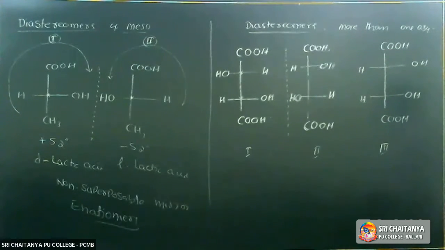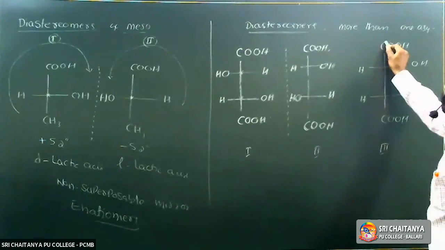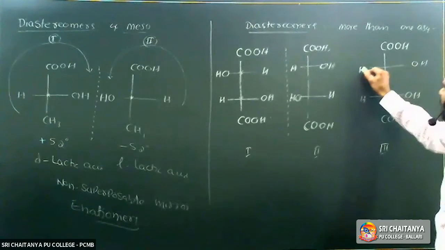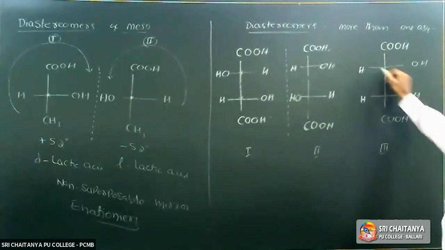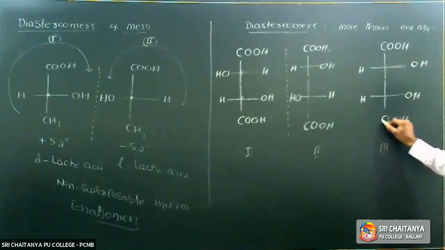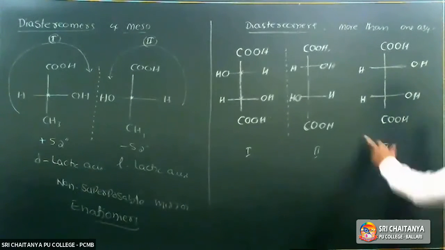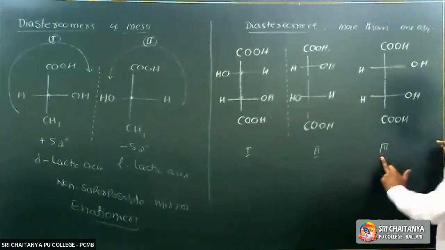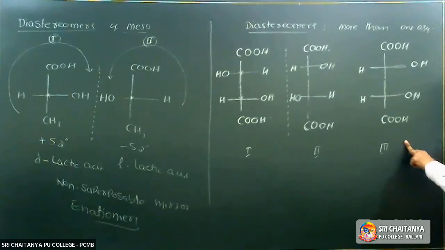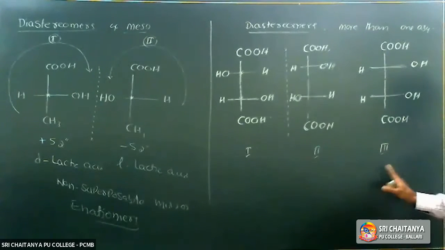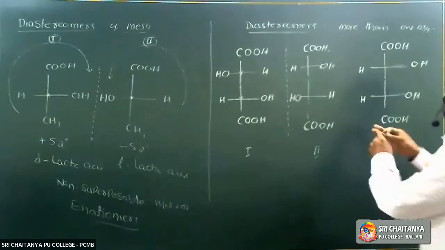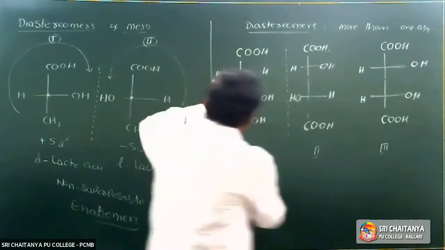Next one. So take the third possibility. Both the hydrogens and both the OH groups are on the same side. It is hydrogen, hydrogen. Next it is OH, OH. The next one it is COOH. It is the third configuration. So 1 and 3 are not mirror images. 2 and 3 are also not mirror images. And they are non-superimposable. So this 3 is not superimposable on the first compound.